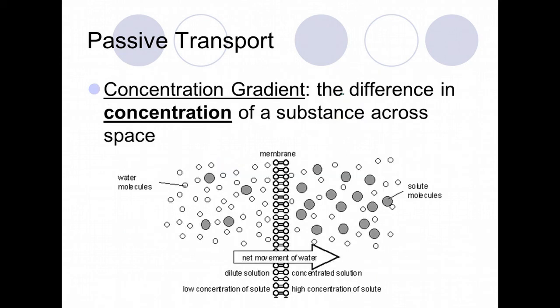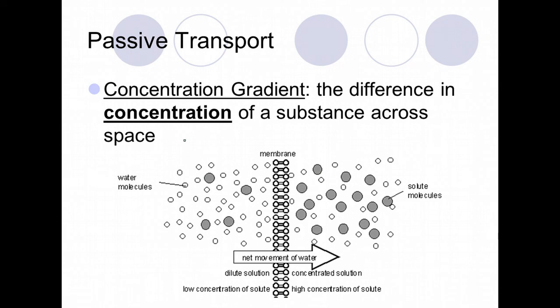Okay, so here's a little bit on the concentration gradient. This is the difference in concentration. So we can see on the left side, we've got lots of water and not a lot of solute. And on the right side, we've got not a lot of water and a lot of solute. But notice that the solute's really big, so that's not going to be able to go through the membrane so easily. But water can spread out.